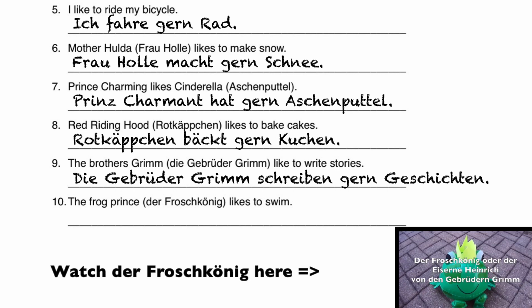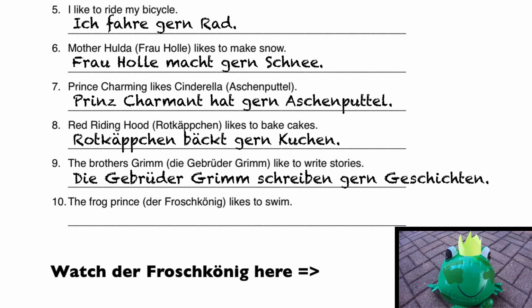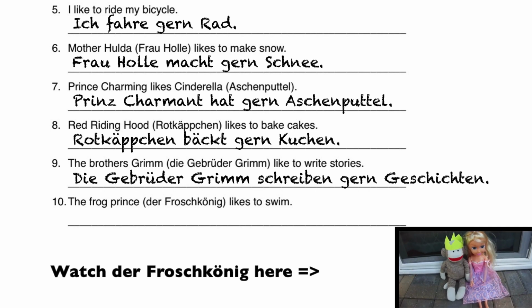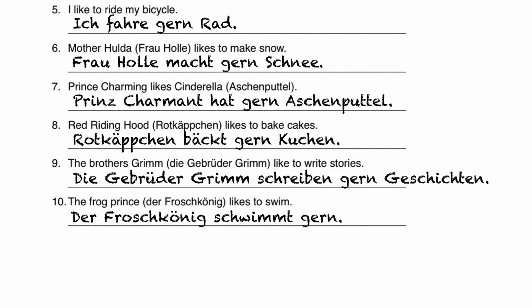Nummer 10. The Frog Prince, der Froschkönig, likes to swim. So in this sentence we would have to use schwimmen and conjugate it to go with der Froschkönig, and so we would say, der Froschkönig schwimmt gern.